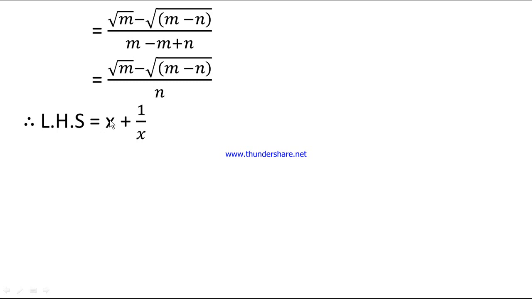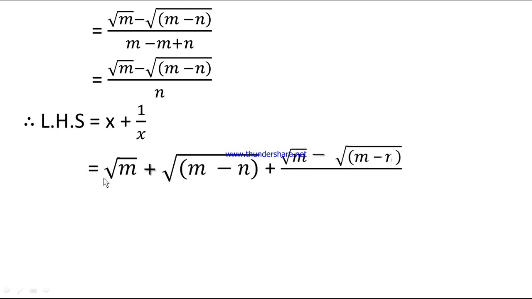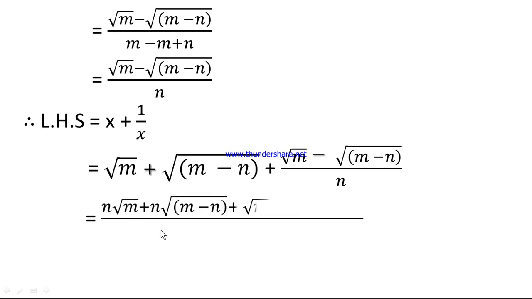Therefore LHS is equal to x plus 1 by x is equal to root over m plus root over m minus n. It is the value of x, and root over m minus root over m minus n by n, it's the value of 1 by x, I mean inverse x. And in the next line, look very carefully.